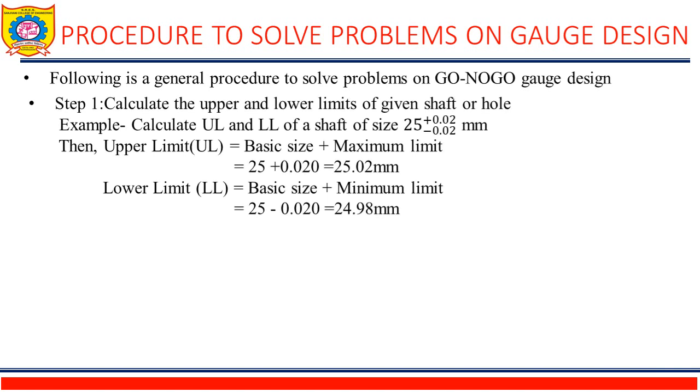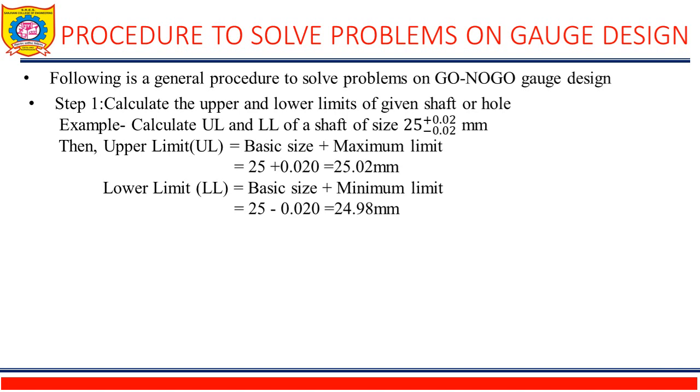Step 1. Calculate the upper and lower limits of a given shaft or hole. For example, calculate the upper limit and lower limit of a shaft of size 25 plus minus 0.02 mm. Then the upper limit of the shaft is equal to basic size plus maximum limit, that is equal to 25 plus 0.020, that is equal to 25.02 mm. Similarly, lower limit LL is equal to basic size plus minimum limit, that is 25 minus 0.02, that is equal to 24.98 mm.